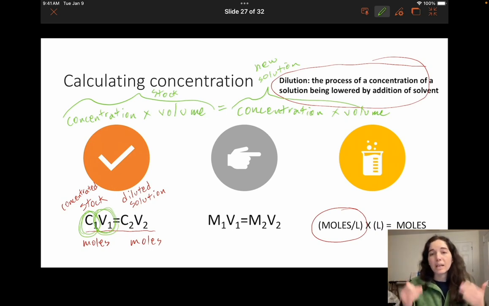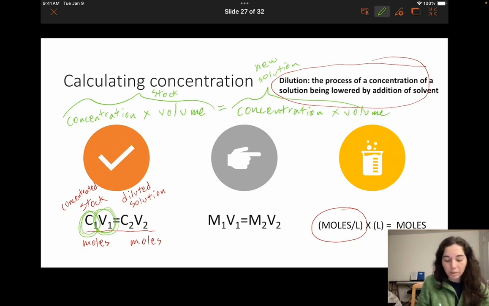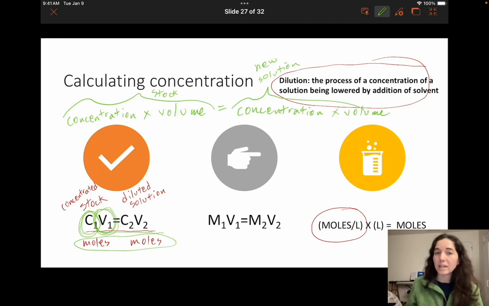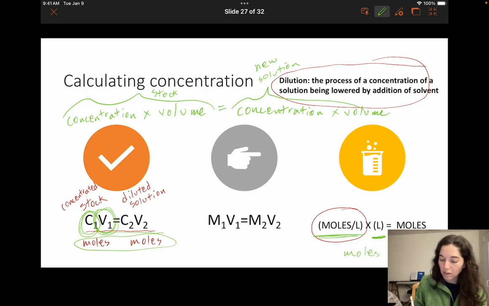The reason we can set these equal to each other is because we know that the moles inside of the solution has not changed upon the dilution process. We can also see this reflected in our units. We have moles over liters times volume, which is often in liters, which will give us moles. So if we perform that on one side of the equation, we're going to end up with moles equals moles.